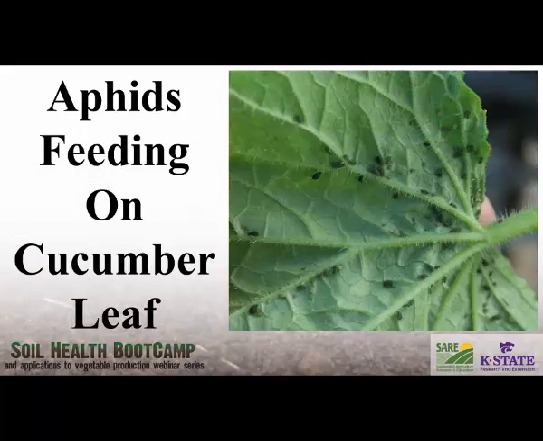Aphids are sucking insects and tend to feed on the leaf underside. Aphids, depending on the species, feed on cabbage, pea, and potato. Aphids serve as vectors for a number of viruses.